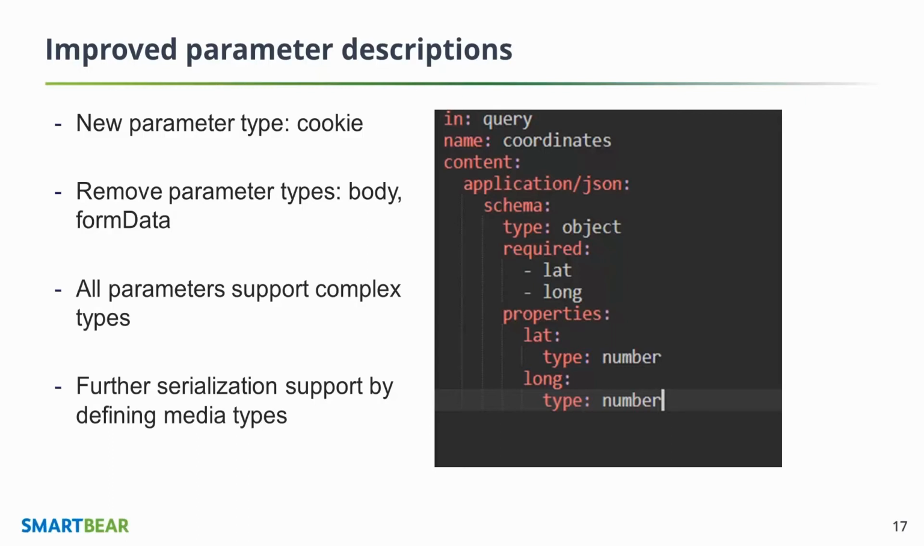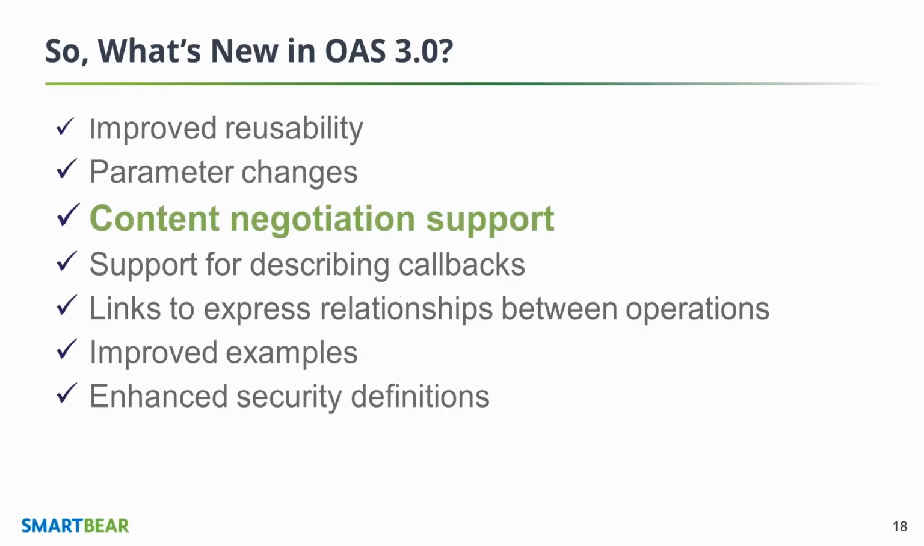One very big change is that we actually allow you to use even complex types for describing these parameters. So if you see the example to the right, you can see that we use a query parameter to define coordinates, and we say that it's serializable as a JSON object, and it has these attributes.